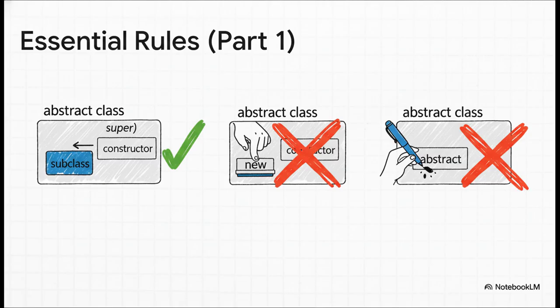Okay, first up. Yes, an abstract class can have a constructor. Now that might sound weird, right? Because I just said you can't use new on it. But think about it. The subclasses still need to call super to initialize any shared fields that live in the parent.